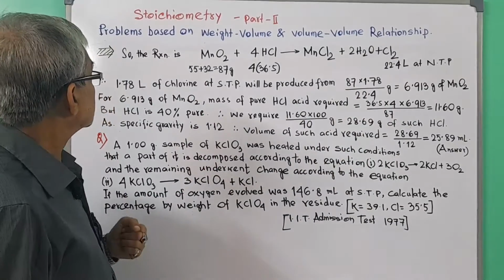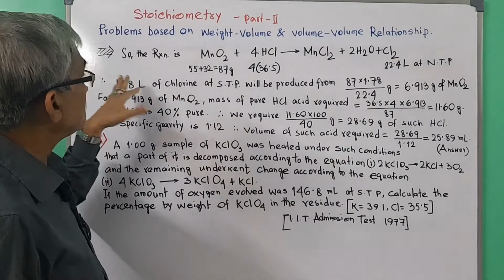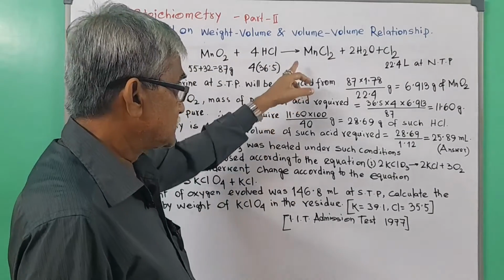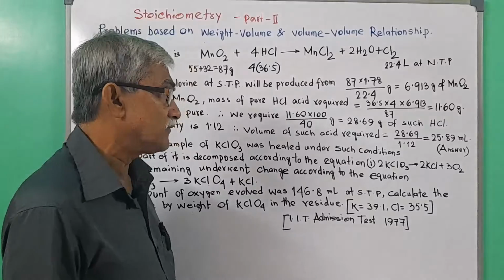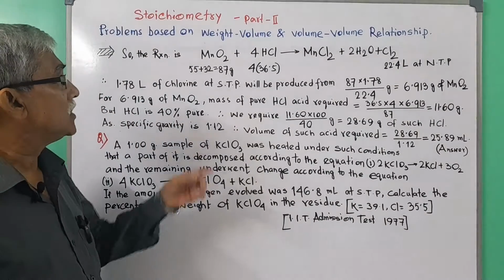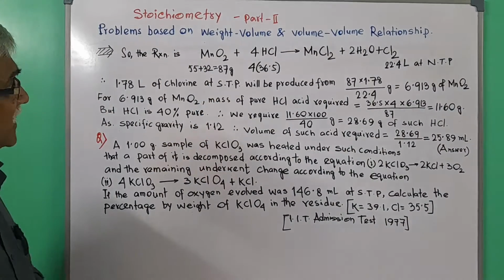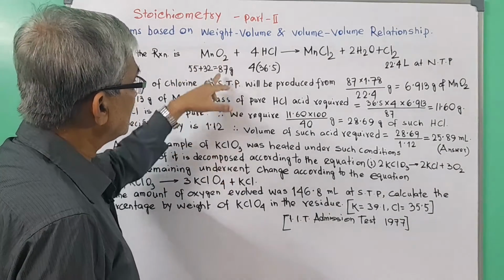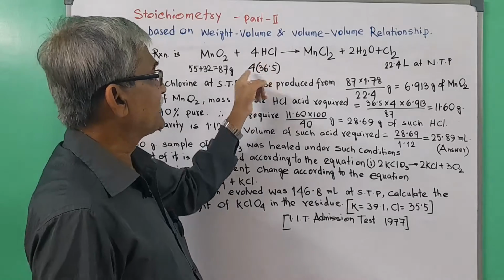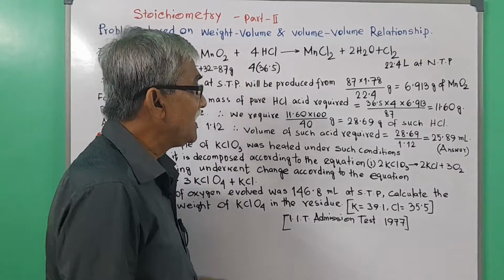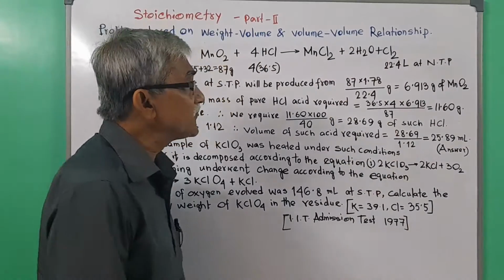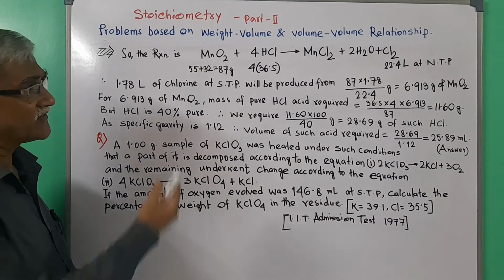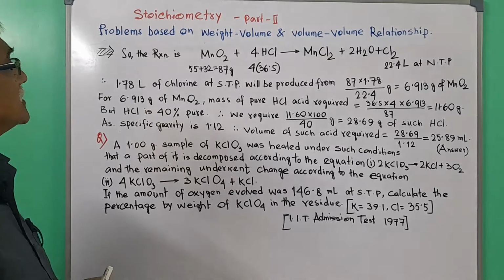So let us do the sum. The reaction is MnO2 plus 4HCl turns into MnCl2 plus 2H2O plus Cl2. This is given. Now let us find out the molecular weight of MnO2. That will be 55 plus 32, that equals 87 gram. For HCl it is 4 into 36.5, and for chlorine it is 22.4 liter at NTP, that is normal temperature and pressure.